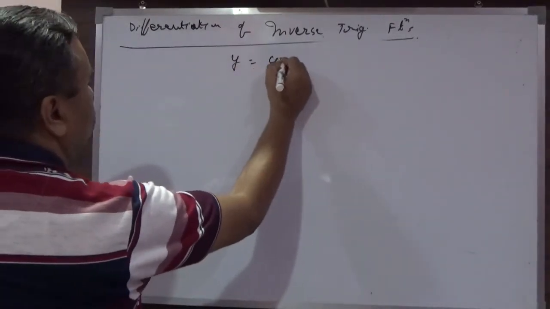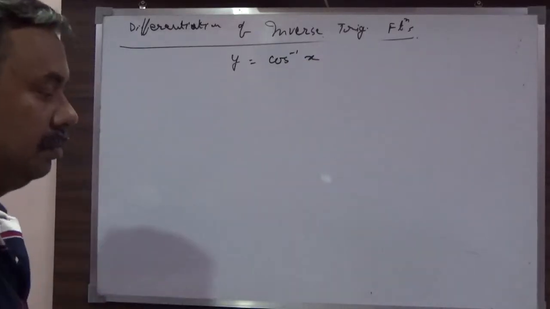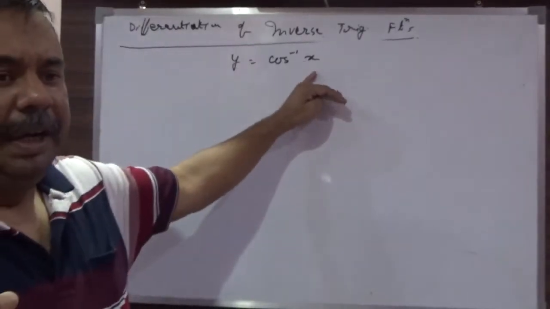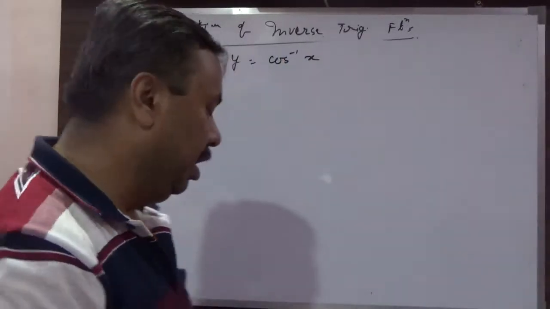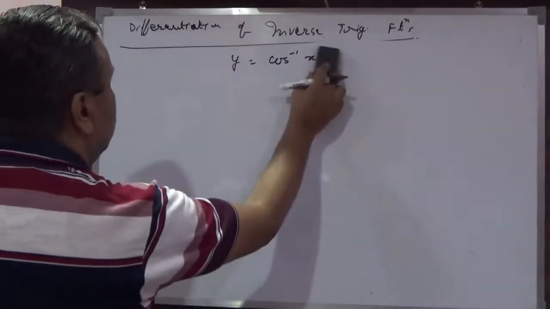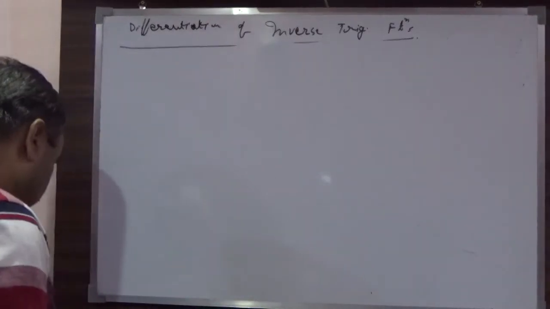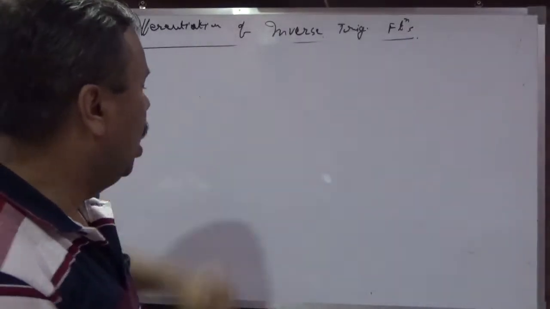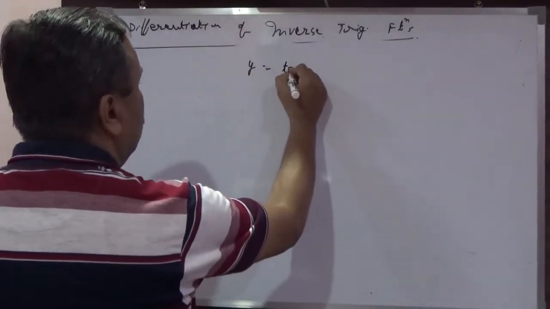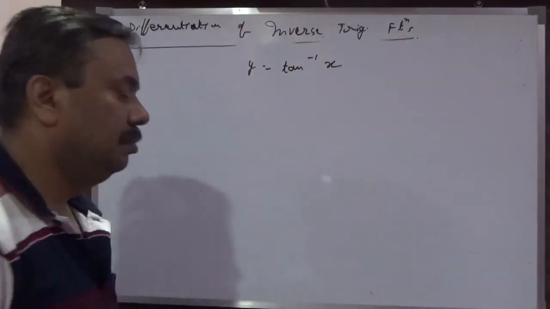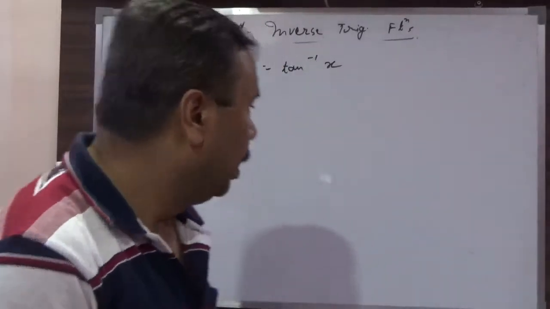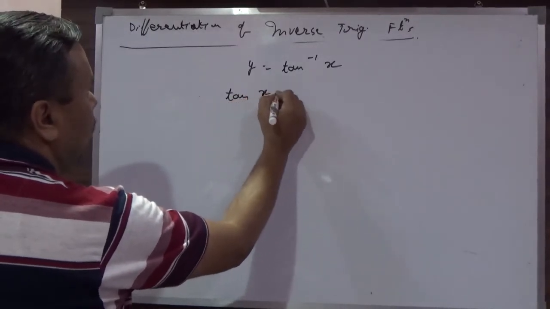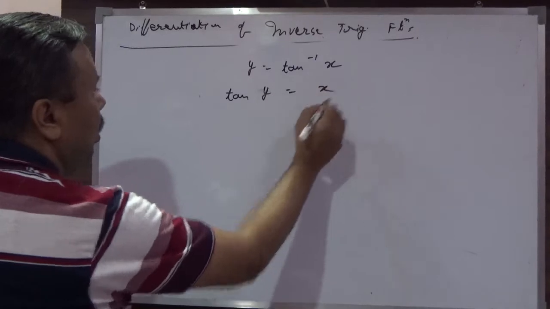If it is given y equal to cos inverse of x, I don't want to go into detail for this. It is once again similar to that of sin inverse x. So instead of cos inverse x, now I will take y equal to tan inverse of x. So again, as usual, I will take tan y equal to x.